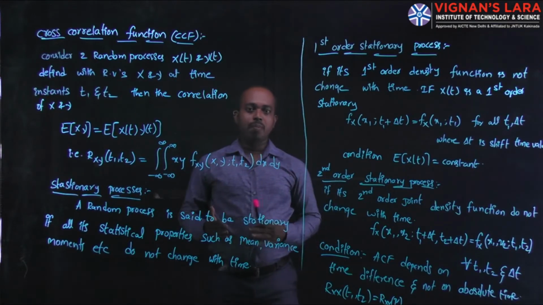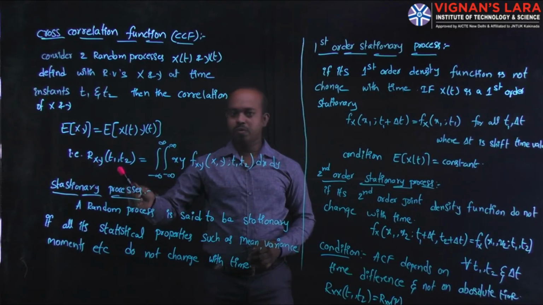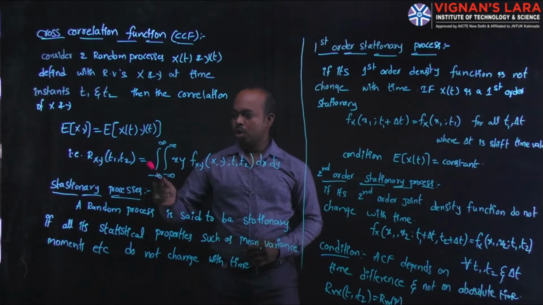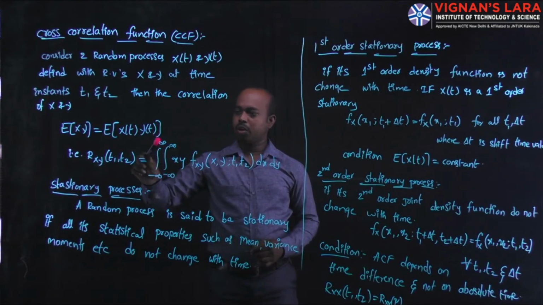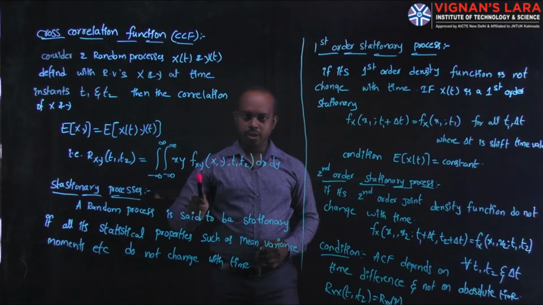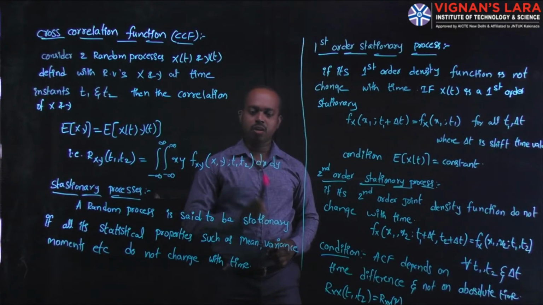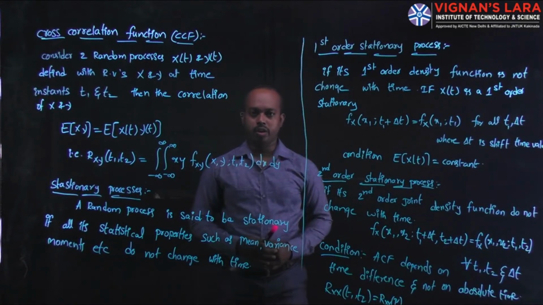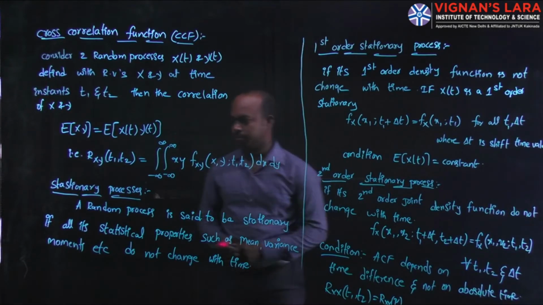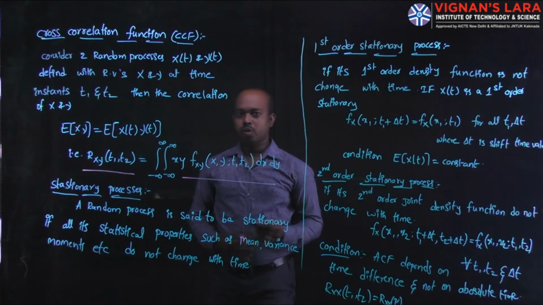This value, the mathematical notation is rxy. So rxy of t1 comma t2 is equal to the integral from minus infinity to plus infinity, and another integral for y from minus infinity to plus infinity, of x y times its joint density function. The joint density function is fxy of x comma y semicolon t1 comma t2, into dx and dy. This is the formula for the cross correlation function.